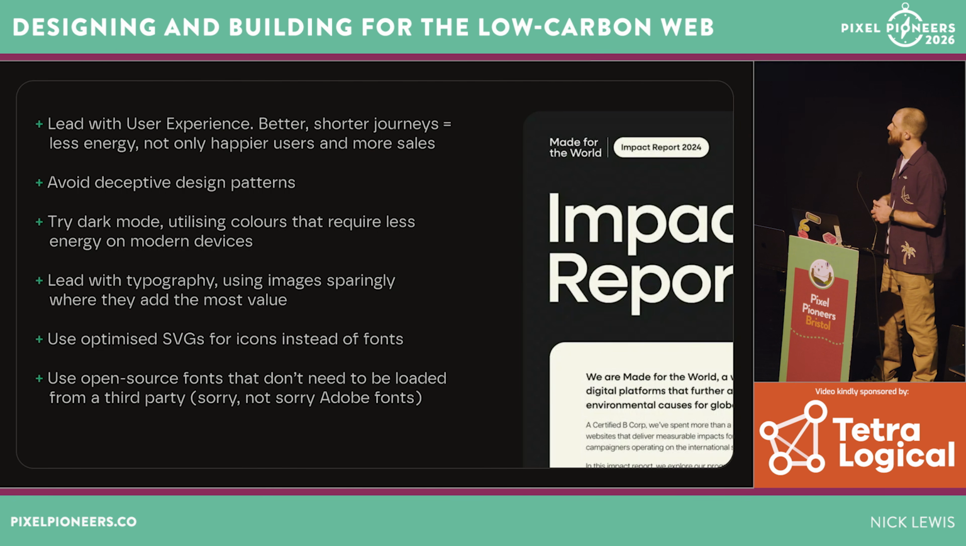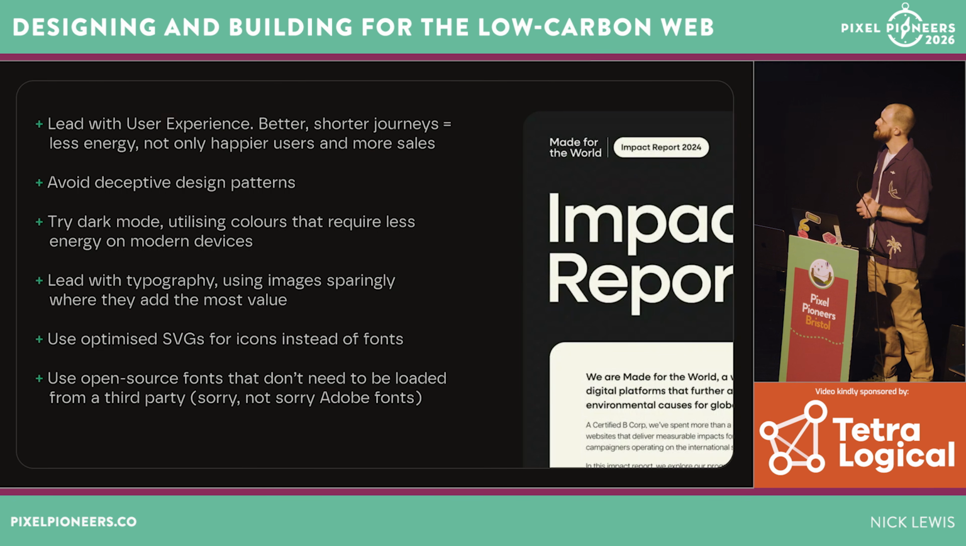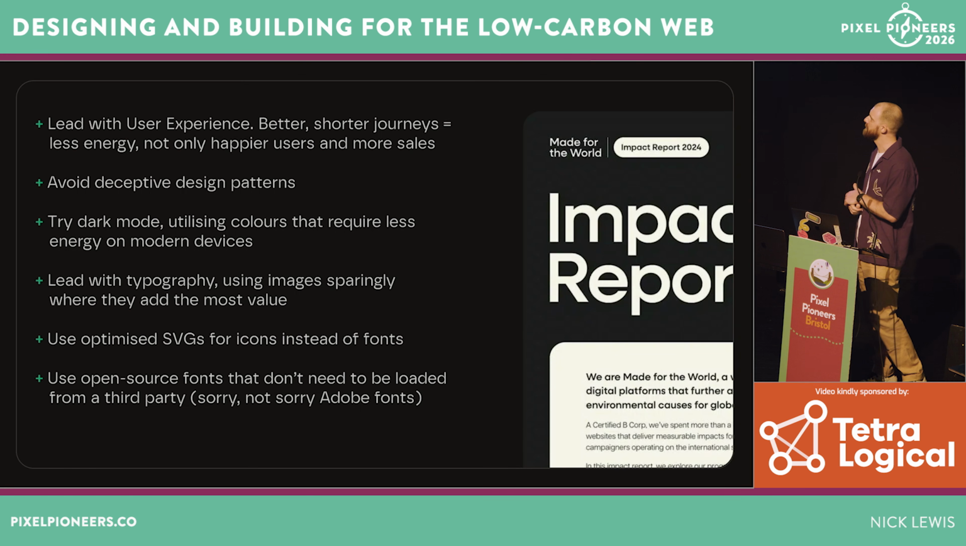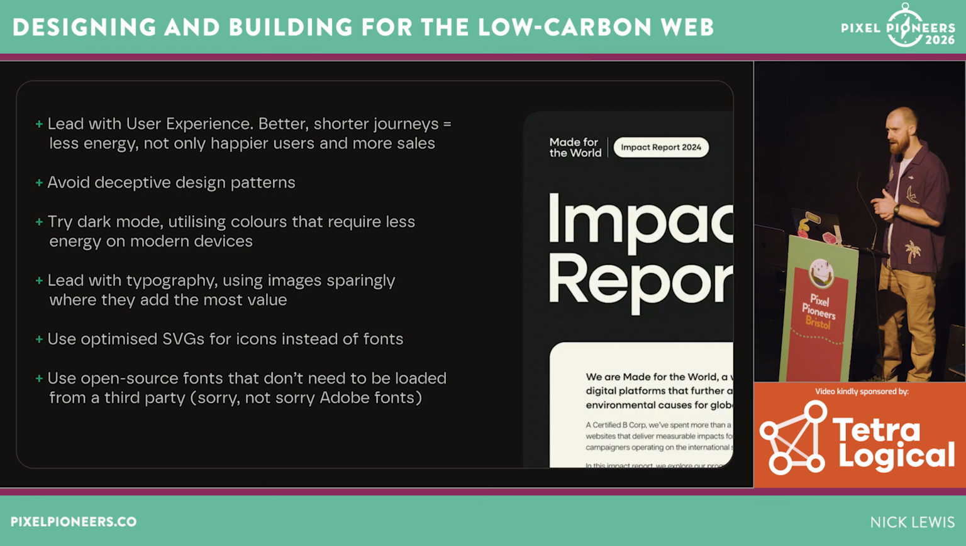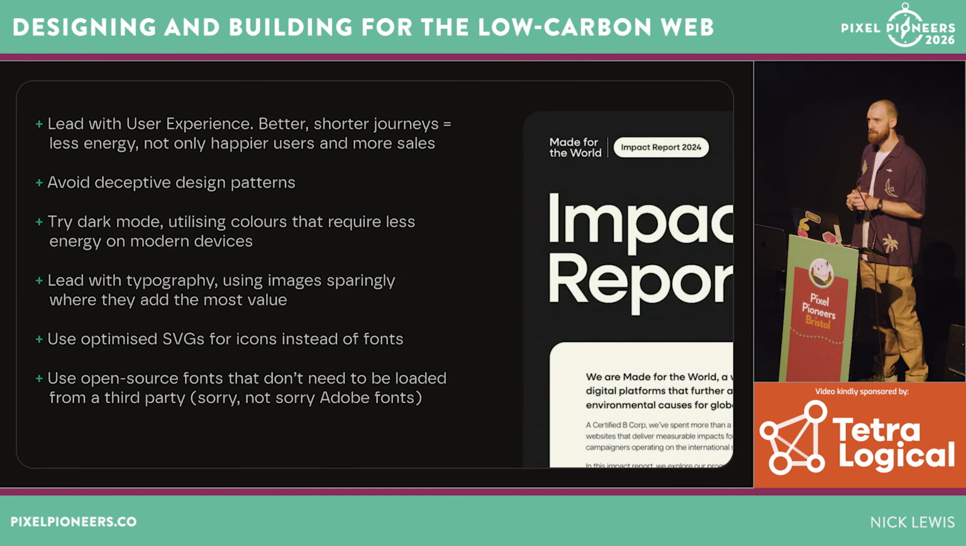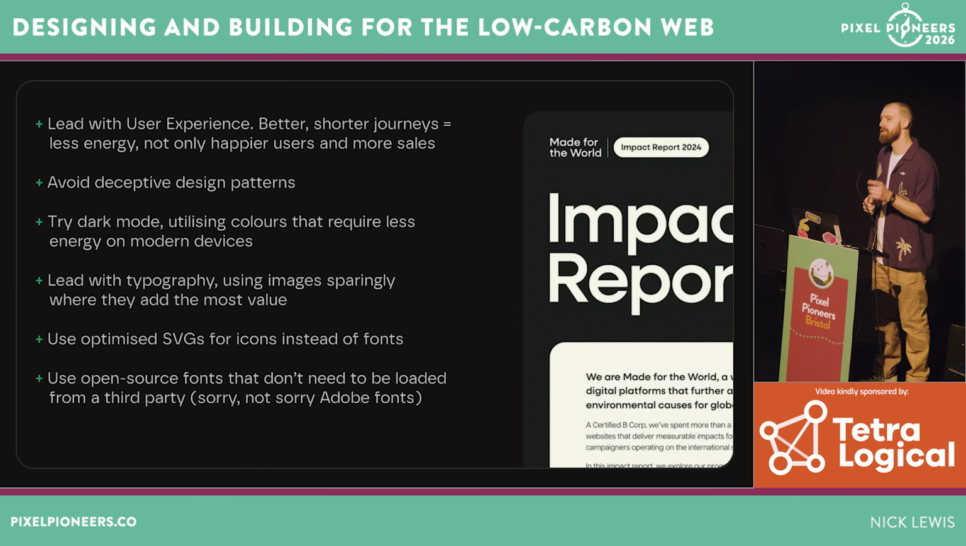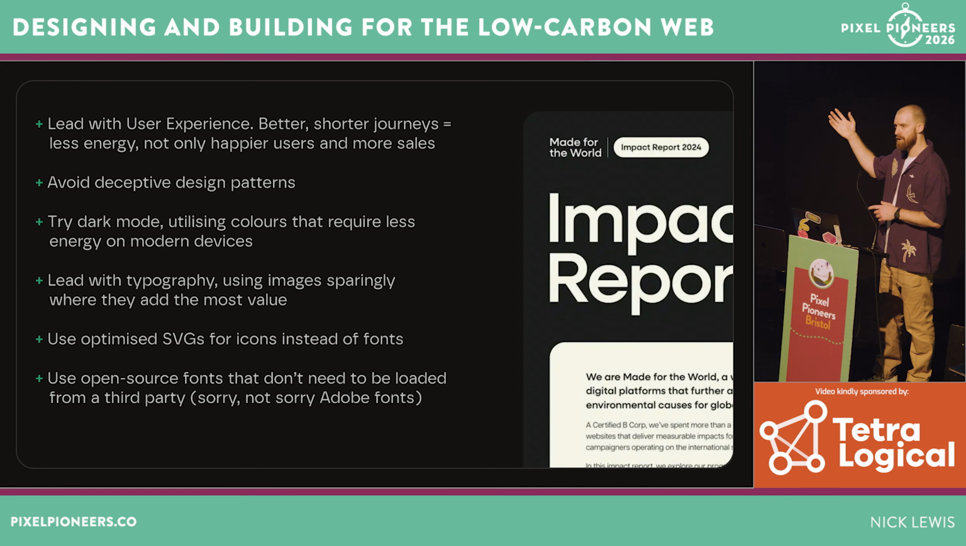Lead with typography. Use images sparingly, where they add the most value and perhaps context. Use optimized SVGs for your vectors and for icons instead of fonts. When Font Awesome came out, it was pretty awesome, but it's massive and heavy and bloated, and its icons aren't actually very optimized. Use open source fonts instead of loading from a third party. If you weren't aware, if you use Adobe fonts, you contractually have to load their fonts from their servers, which instead of loading one thing, will load 3 for one font file. So use open source fonts.